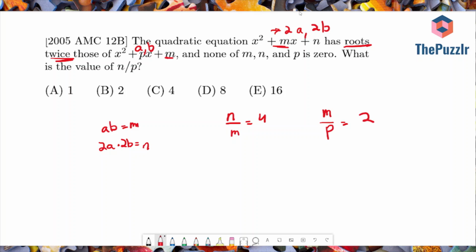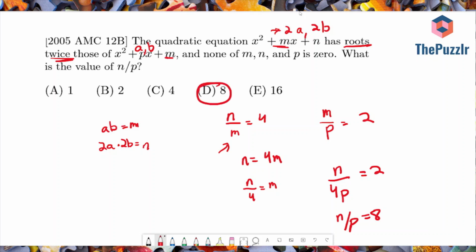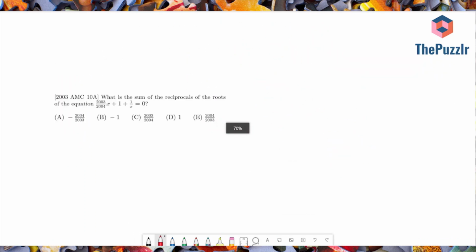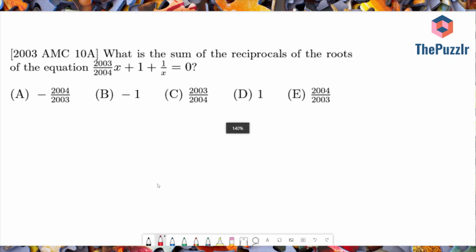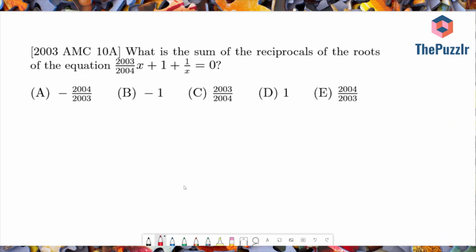And now we can figure this problem out. We know that n is equal to 4m by multiplying both sides by m, and then n over 4 is thus equal to m. So n over 4p is equal to 2, or n over p is 8. And we can move on. For this problem, we didn't actually use any Vieta's to find the real roots. We used Vieta's to find the relation between two separate quadratics. Quite useful. Another application of Vieta's from the 2003 AMC 10A.